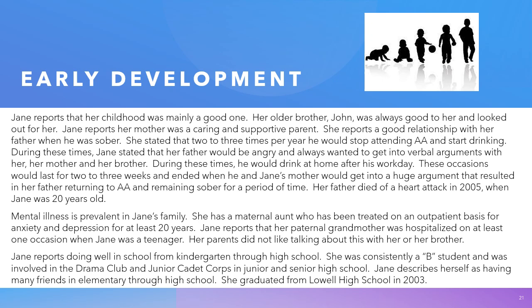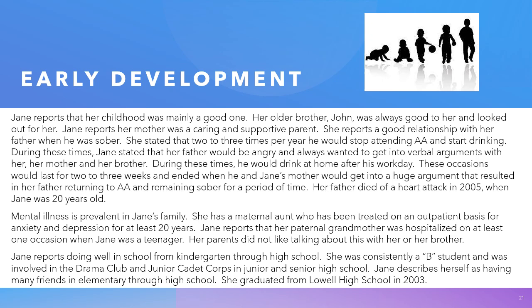She reports a good relationship with her father when he was sober. She stated that 2 or 3 times per year he would stop attending AA and start drinking. During these times, Jane stated that her father would be angry and always wanted to get into verbal arguments with her, her mother, and her brother. During these times, he would drink at home after his workday.